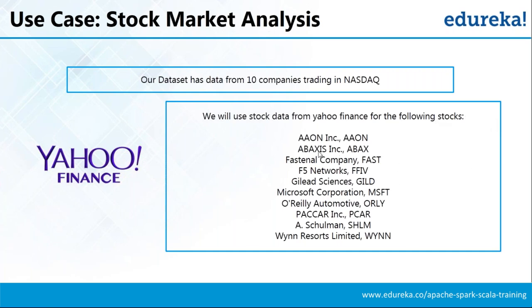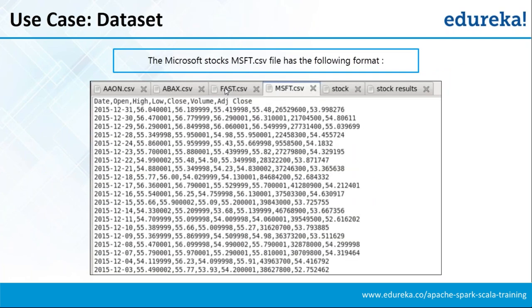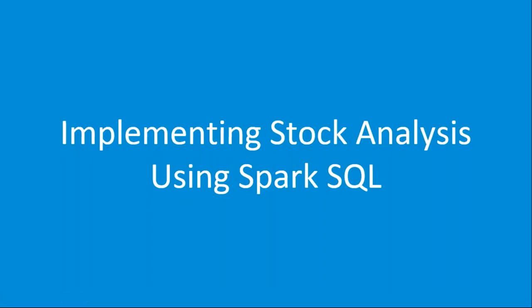So for these companies, we are going to perform the analysis. This is how my data will look, with date, opening, high rate, low rate, closing, volume, and adjusted close. All this data will be present here. Now let's see how we can implement a stock analysis using Spark SQL.